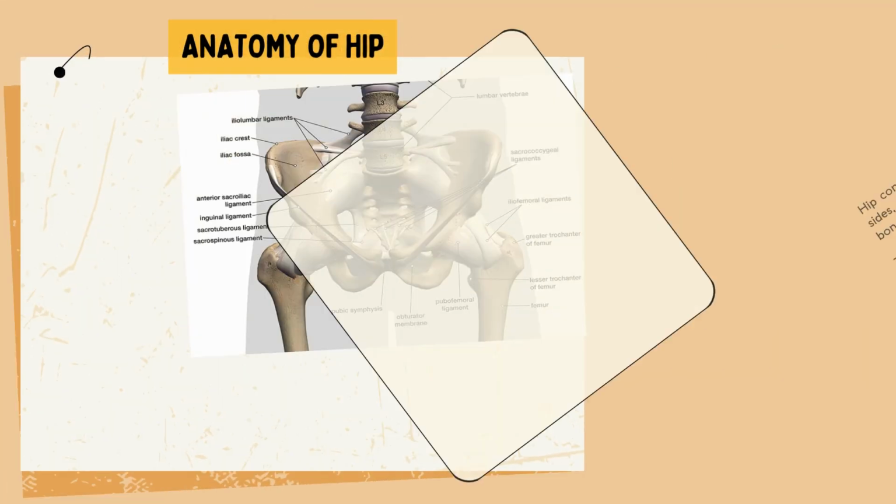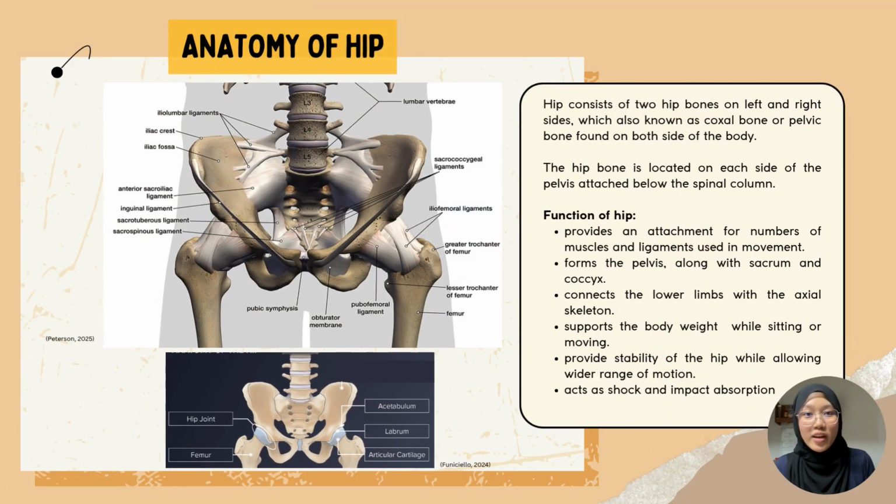The hip consists of two hip bones, one on the left and one on the right side, also known as coxal bones or pelvic bones. Each hip bone is located on either side of the pelvis and is connected to the sacrum at the base of the spinal column, forming the sacroiliac joints. From the anatomy of the hip, we can see the hip bone, the anterior sacroiliac ligament, inguinal ligament, sacrotuberous ligament, sacrospinous ligament, sacrococcygeal ligament, iliolumbar ligament, iliofemoral ligament, pubofemoral ligament, acetabular labrum, articular cartilage, iliac crest, iliac fossa, pubis symphysis, obturator membrane, femur, greater and lesser trochanter of femur, and the lumbar vertebrae. They are connected on both left and right side of the hip bone.